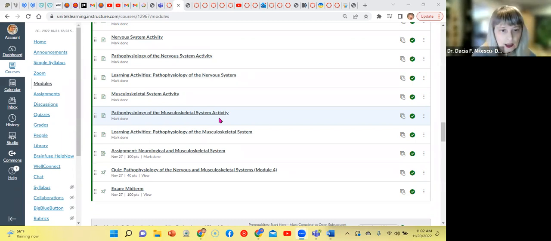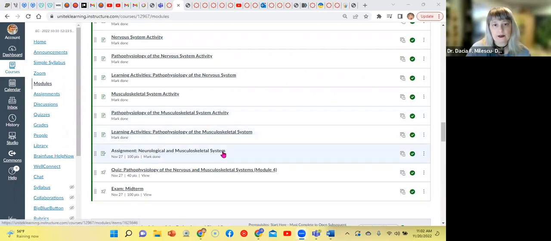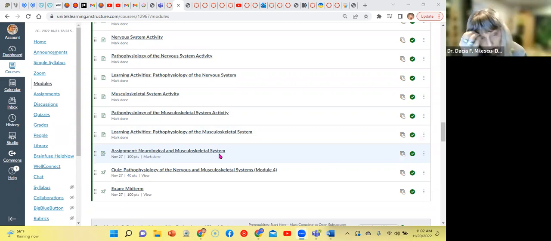So I'm going to pick MS. You're going to pick whatever you want to pick, because your assignment will be neurological and musculoskeletal system. Okay, so pick a disease, neurological and musculoskeletal system. All right, you could pick one like I did, which covers both, or one that's purely neurological and one that's purely musculoskeletal. Your choice. Okay. Sometimes it overlaps.